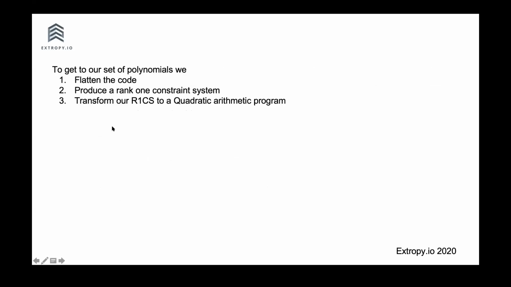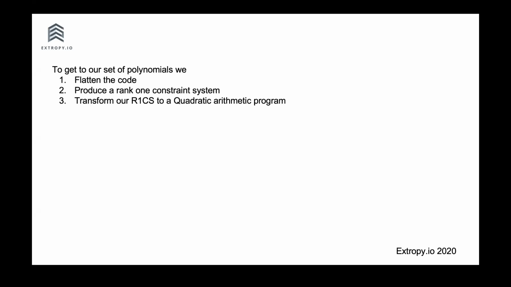But to start off this process, before we get to our polynomials, we start with some algorithm. And if we're using ZoKrates, as you'll see later, we've written this in some high-level language, and we need to transform that into a polynomial. To do that, we first of all need to do a thing called flattening the code, which means rewriting the code so that all intermediate variables are specified and any loops are unwound.